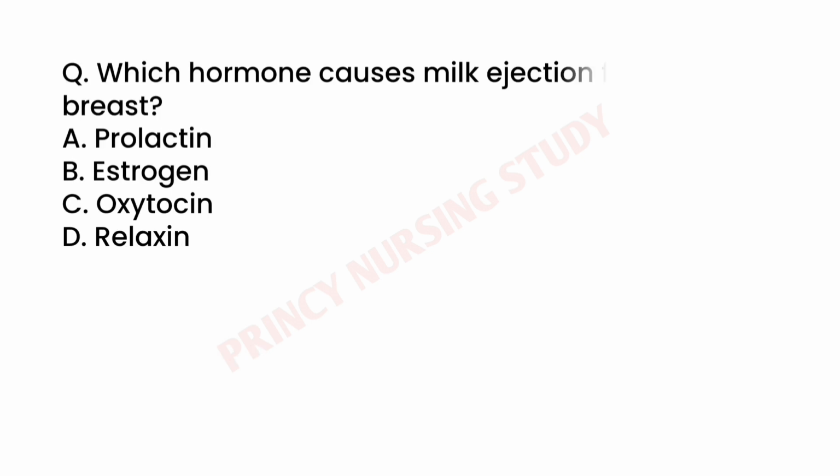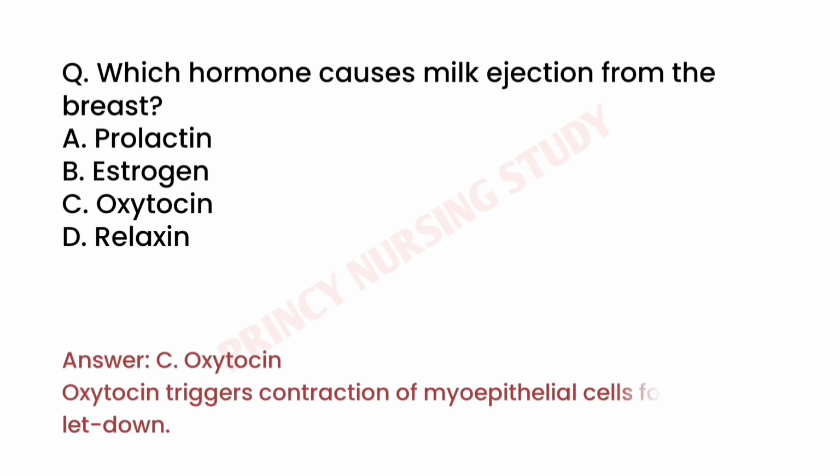Next question. Which hormone causes milk ejection from the breast? Correct answer is C. Oxytocin. Oxytocin triggers contraction of myoepithelial cells for milk let down.